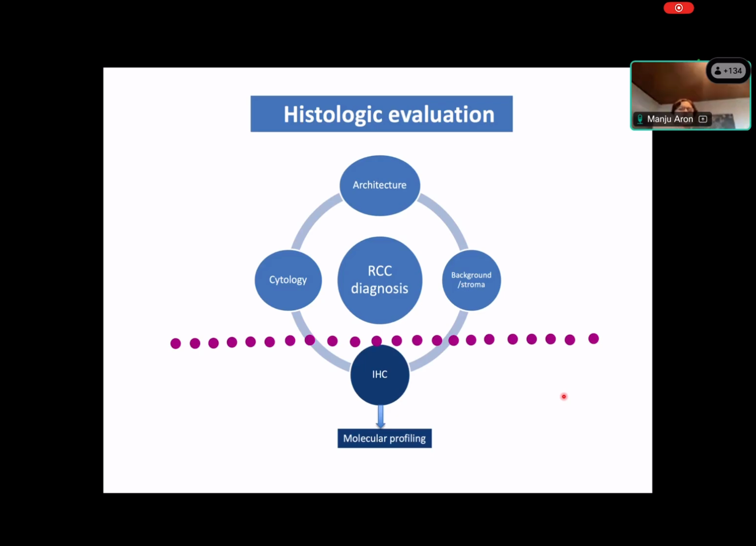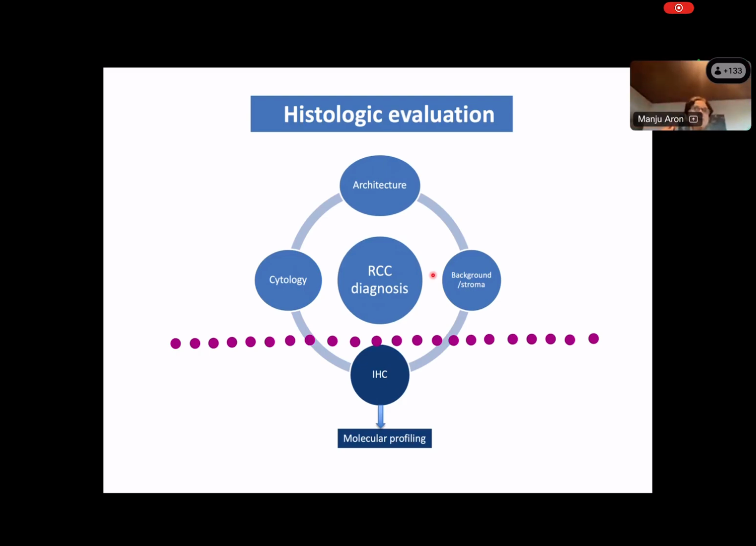So after looking at the gross, having a good gross description, we look at the histology. And for the diagnosis, I basically really lay a lot of stress on this portion of the tumor assessment, which is the architecture of the tumor, the cytology of the tumor, and then look at the background stroma. And remember, IHC is always an ancillary tool. So you have to develop a good histological differential diagnosis and then apply appropriate immunostains to come to a diagnosis. And then, of course, molecular profiling is required in certain instances.